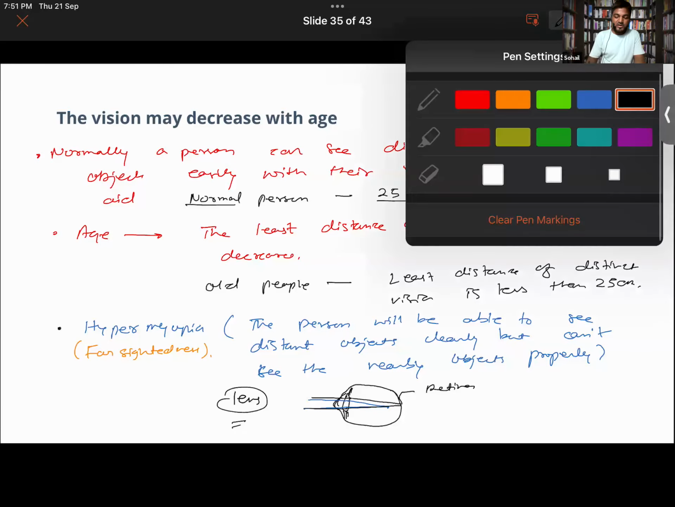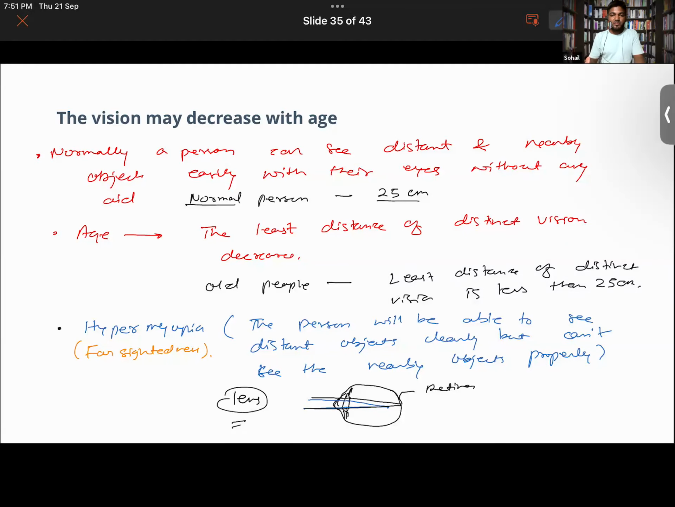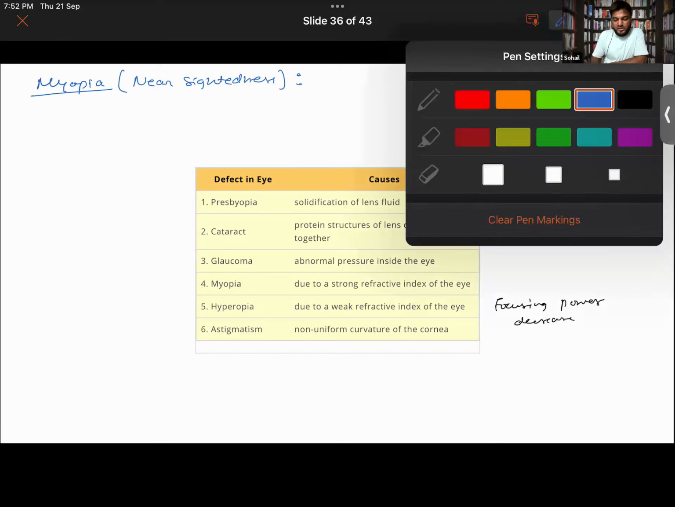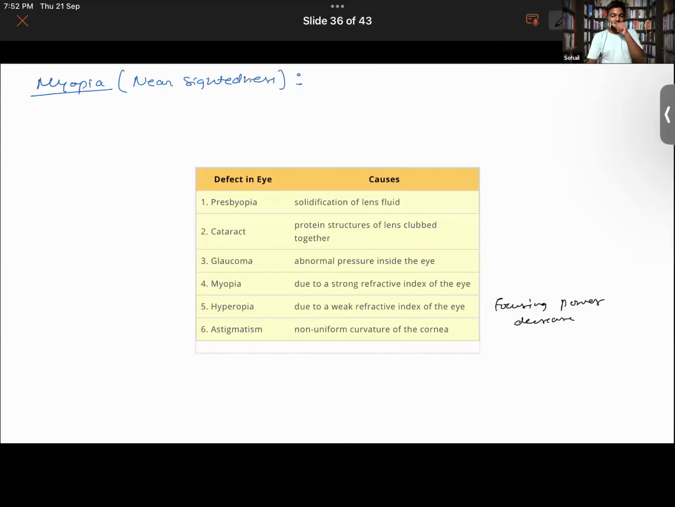Then you have another condition in which people might be able to see the nearby objects clearly, but the distant objects won't be very properly visible to them. So that is called nearsightedness. The person has nearsightedness, or you can also call it myopia. Actually, the name is myopia. The other name for it is nearsightedness. Sometimes people can see the near objects very clearly, but not the far objects, leading to the condition called myopia.